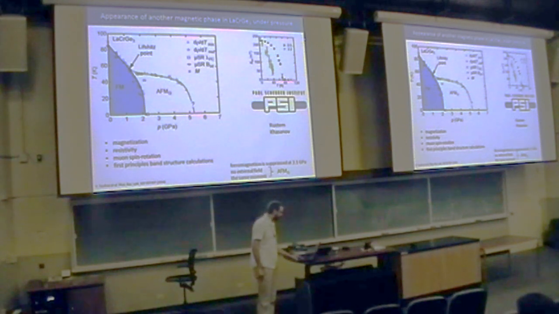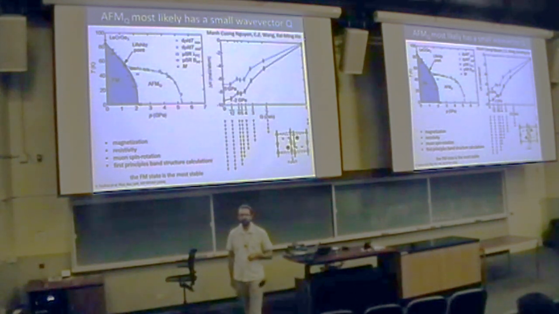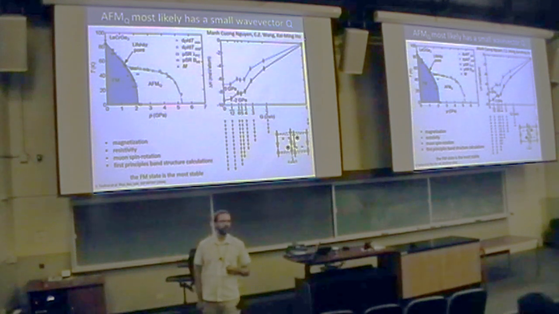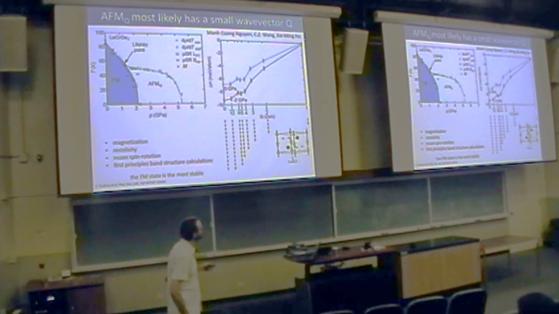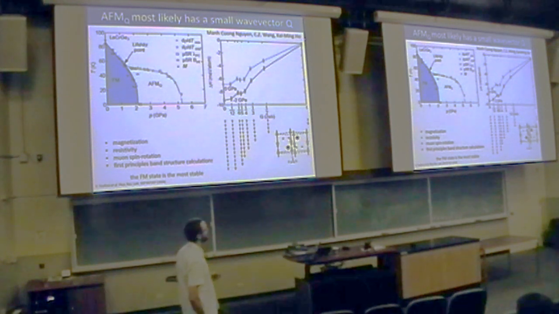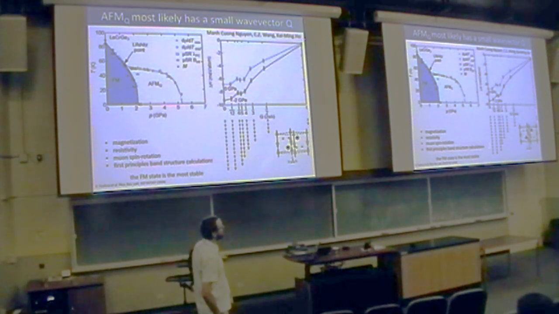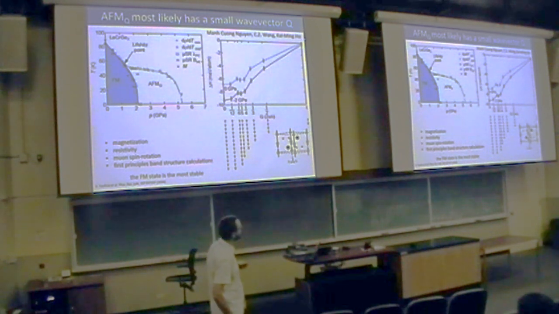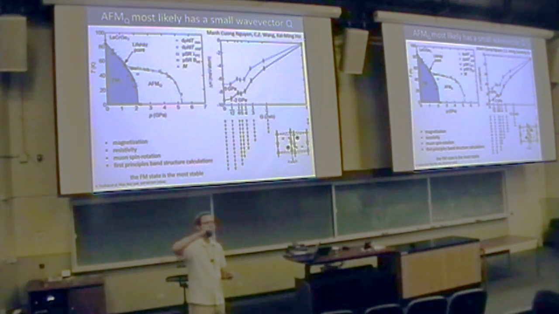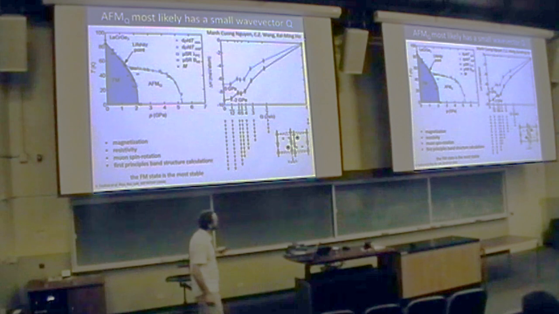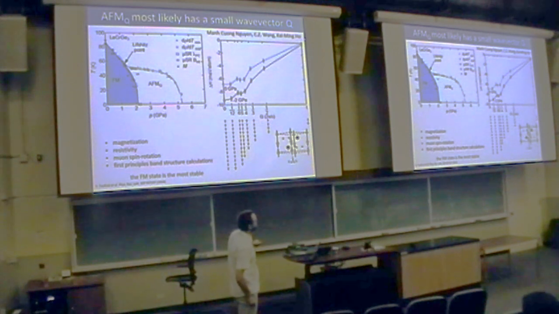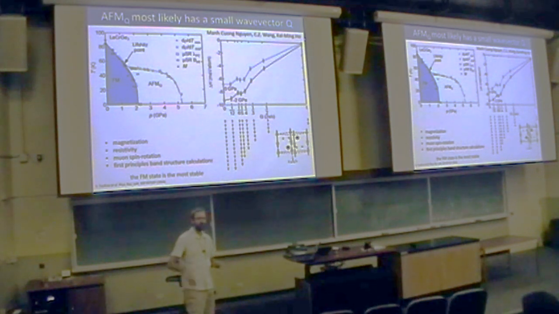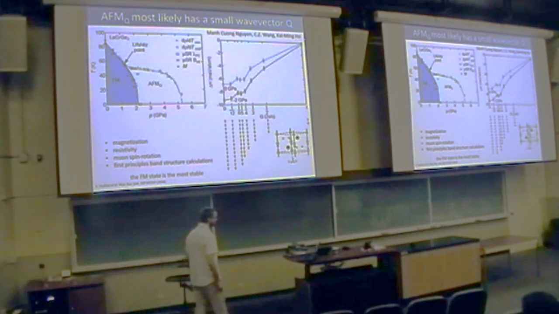This is something we did with Durga Paudyal's group at Iowa State University. And I show you here the enthalpy as a function of the wave vector Q. So Q equals 0 corresponds to a normal ferromagnetic state. Q equals 1 reciprocal lattice unit corresponds to a normal antiferromagnetic order, up, down, up, down, up, down. And then other values here correspond to smaller values of the wave vector.